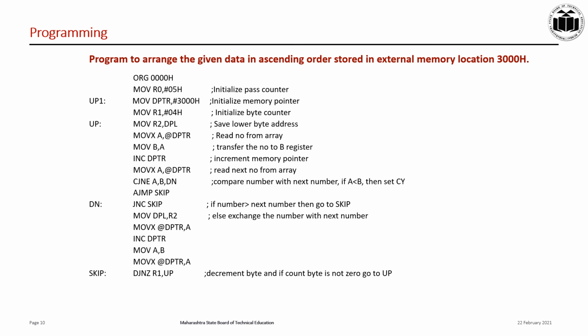Then decrement the byte counter R1. If it is not 0, then go to the label up. Then decrement pass counter, and if it is not 0, then go to the label up1.